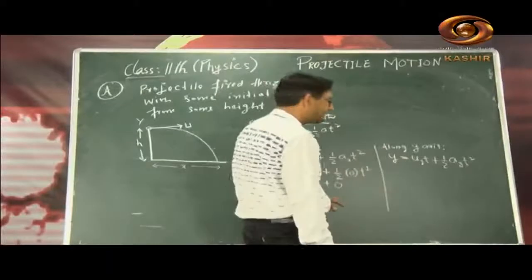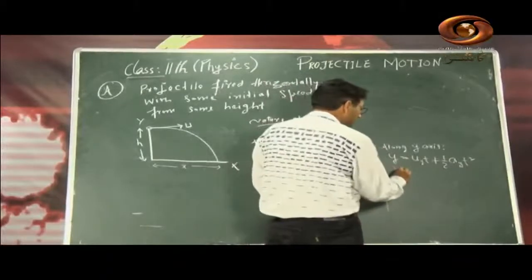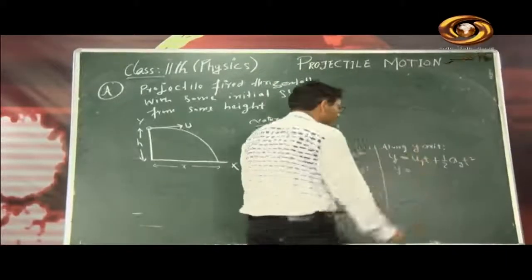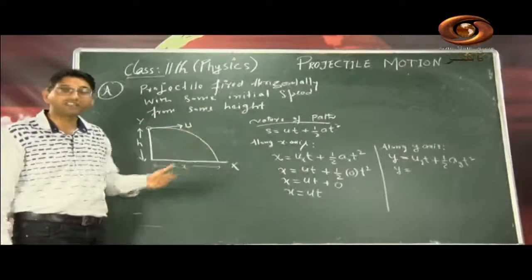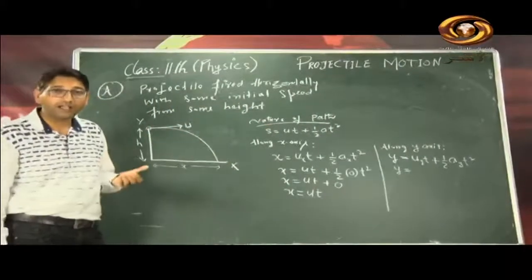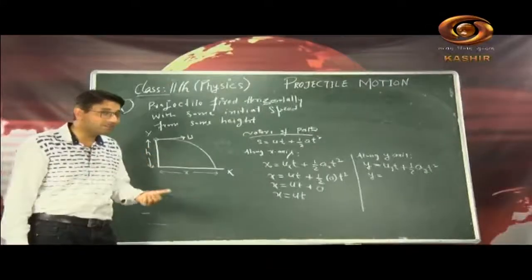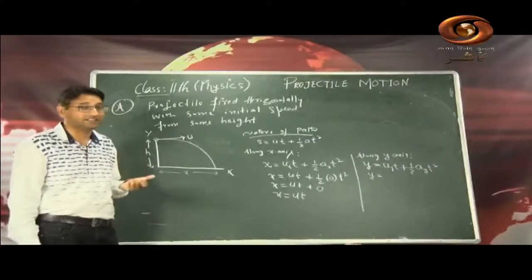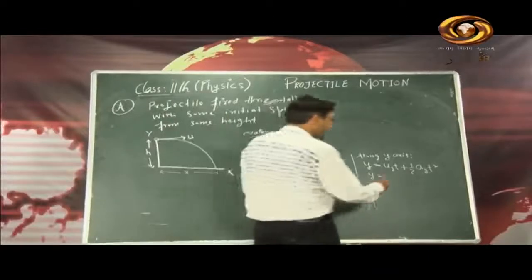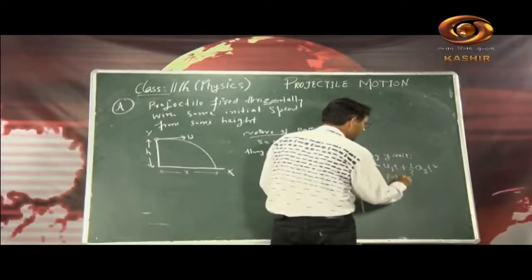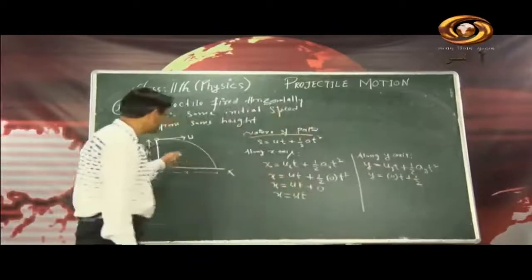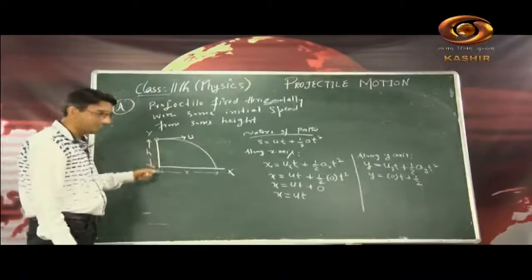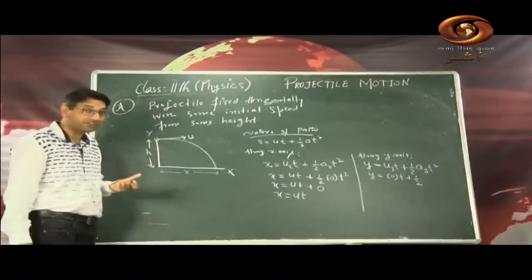So what will you get? You will get y is equal to, what is the initial velocity along the y-axis? Because we have fired the projectile horizontally, there is no initial velocity along the y-axis. So the initial velocity along the y-axis becomes 0. So 0 into t plus half of, what is the acceleration along the y-axis? It is always under the effect of gravitational force, because you need to take gravitational force into consideration.